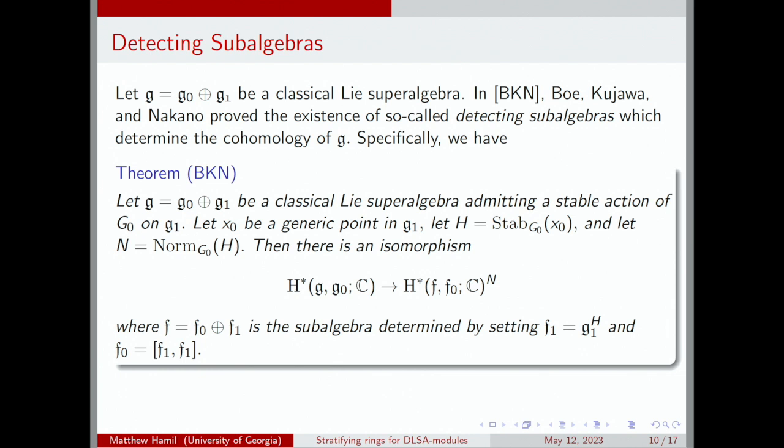If you have a classical Lie superalgebra, both Kujawa and Nakano proved the existence of what they call detecting subalgebras. These are subalgebras which detect the cohomology. Specifically, if you have a classical Lie superalgebra which admits something called a stable action of the algebraic group, then you can construct this subalgebra that I call f here. Then you have an isomorphism between the relative g cohomology and the relative f cohomology, up to the normalizer of G_0 and H.